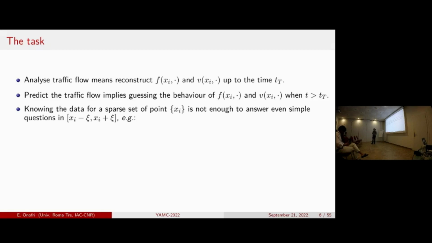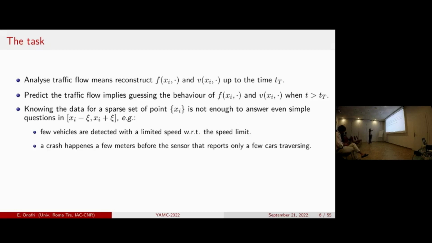And it is very simple to understand because we can make some examples. A few vehicles are detected with a limited speed with respect to the speed limits. What's happening? Is it because there's traffic, or is it because maybe the weather is not good, so they are slowing down, but there's no traffic at all, or maybe a crash happens a few meters before the sensor, so we don't see any car passing, or maybe only a few vehicles passing, and we still don't know that a car crash happened a few meters before.